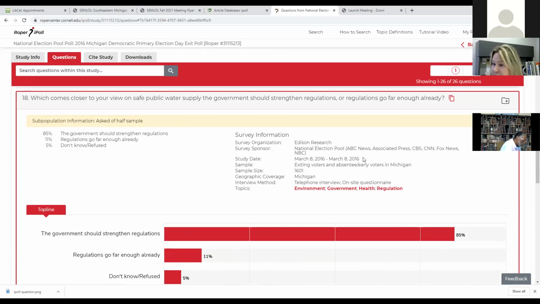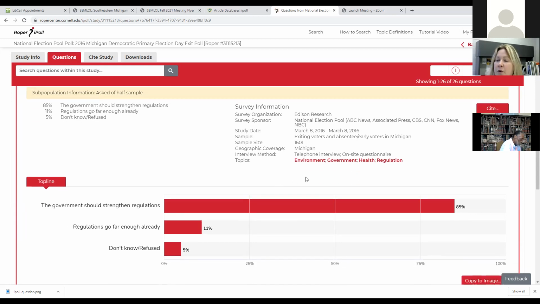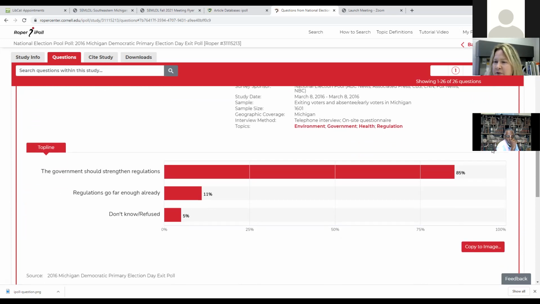What date would that be? This is exiting voters, absentee voters in Michigan, you know, people who are leaving the poll, I believe. Oh, or who on that date did it, or I think corresponding with the primary, did this telephone interview or on-site questionnaire. And here's, you know, the image here. You can see why Michigan showed up here, because this is where the people were.